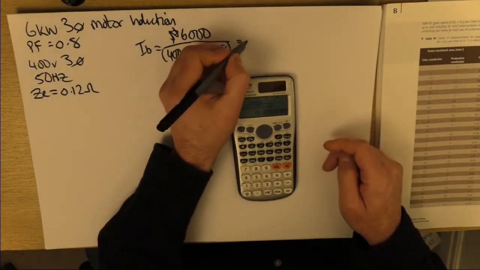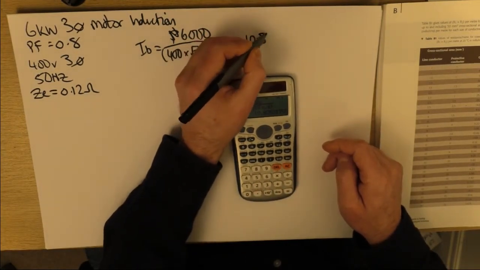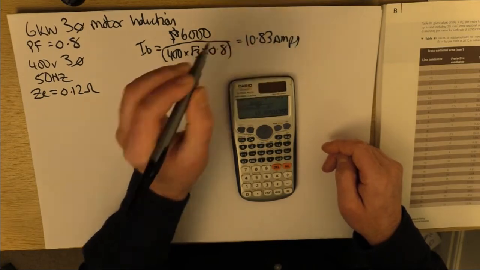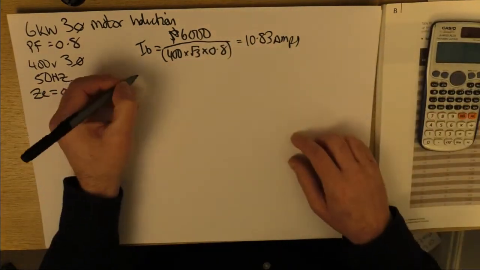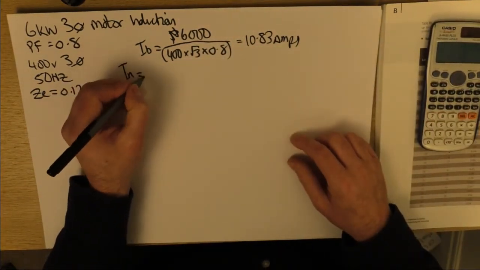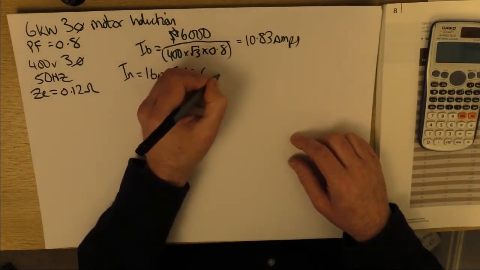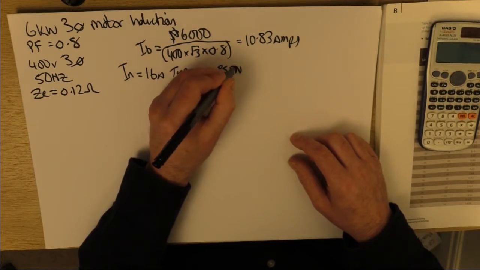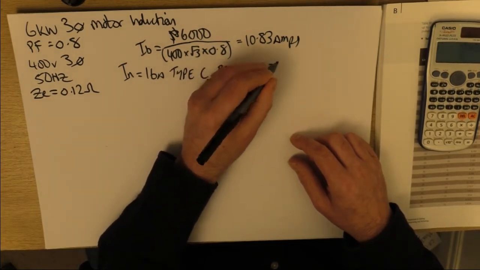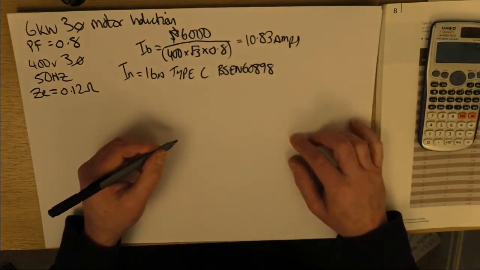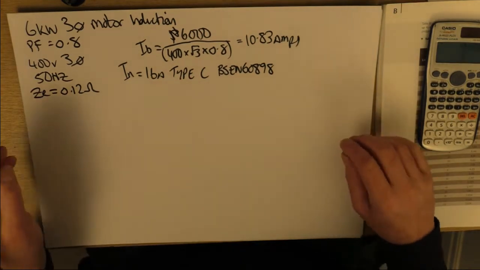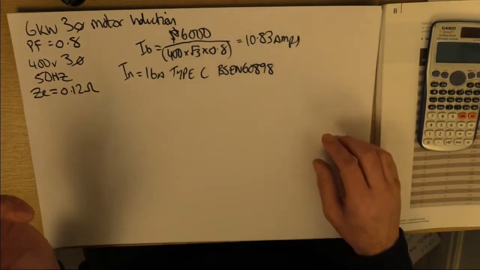Of course it is. 10.83 amps. So, we're back to IN. That'll be 16 amp type C again, and we're going for a VSCN 60898. Okay, so far exactly the same then, but this is where it kind of flips.